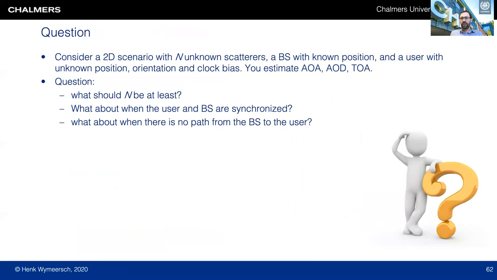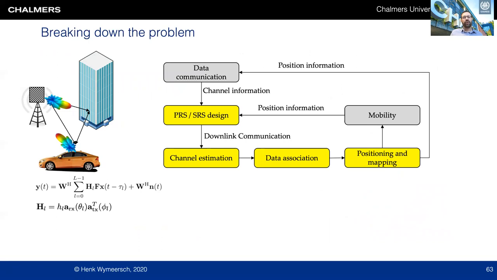Good. Now, in order to break down the positioning problem, we work on separate problems in our team. And these are some of the highlights of things that we are doing. So we break down the problem into signal design, to design good signals to help positioning. We work on channel estimation to recover the geometric parameters of the underlying channel. We work on data association, which means to associate measurements to objects in the environment that we've seen before. And then we work on positioning and mapping. And we'll just briefly present one slide on each of these topics.